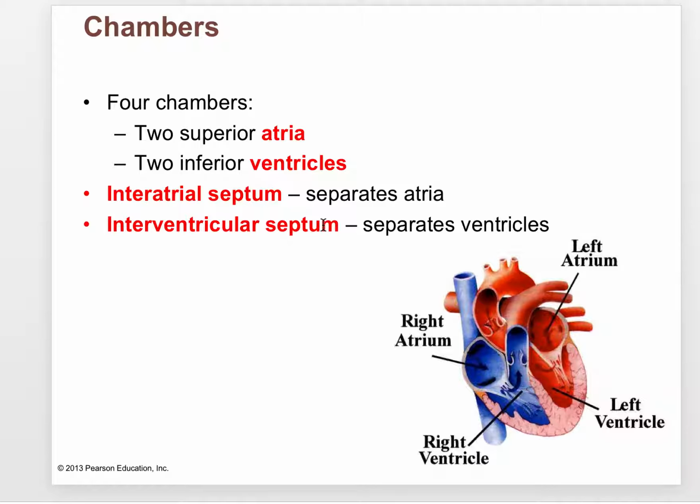I mentioned, like I said before, there are two superior atria and two inferior ventricles. The atria are on top, the ventricles are on the bottom. There's a septum in between the atria, called the interatrial septum, that separates the one atrium from the next. And there's an interventricular septum which separates the ventricles. You see the septum here.